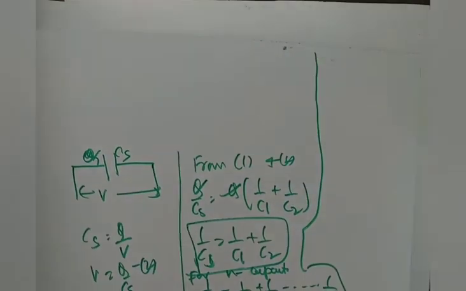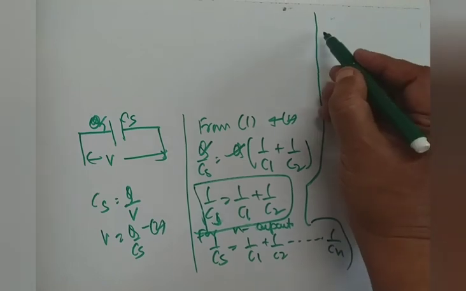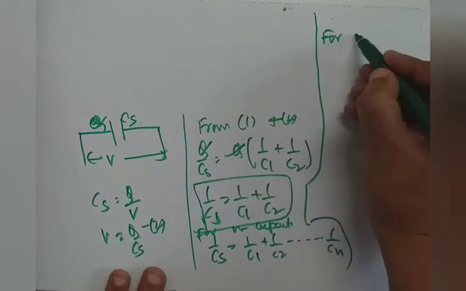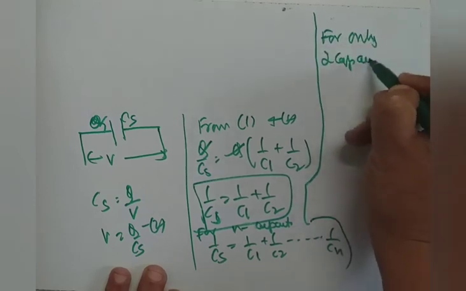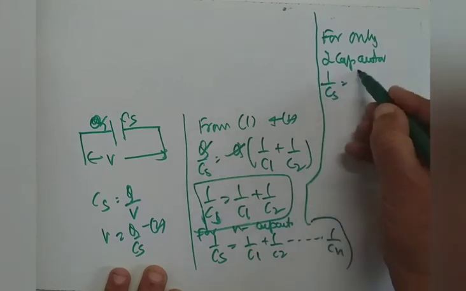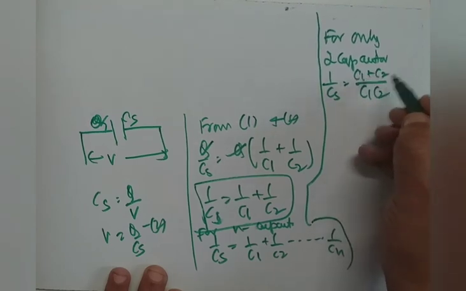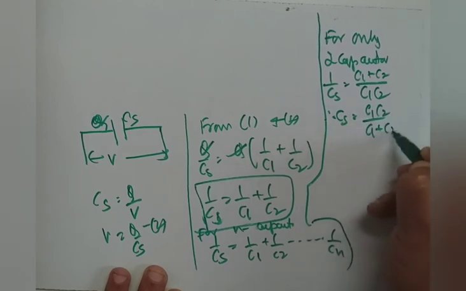Just observe, I'll write down. First thing, if you have only two capacitors, we can simply take the reciprocal and use it. I will show you that. 1 by CS equals C1 plus C2 by C1 C2, the LCM. Therefore, CS equals C1 C2 by C1 plus C2.